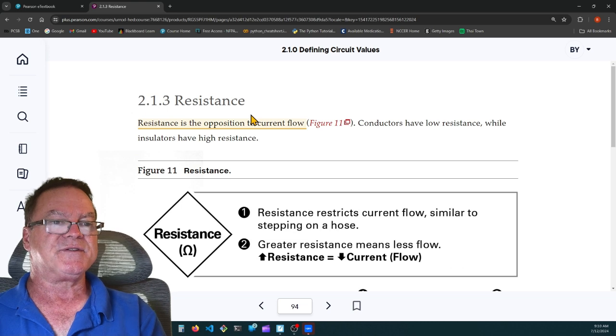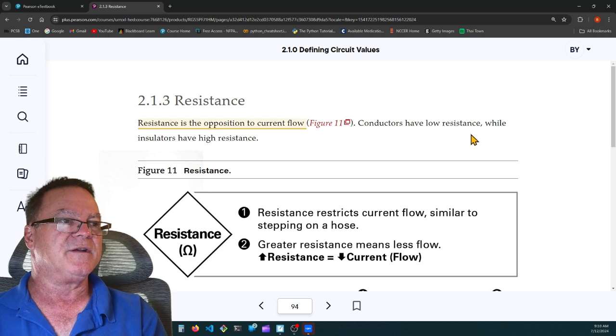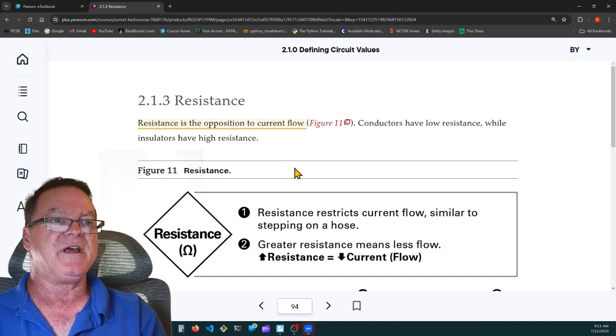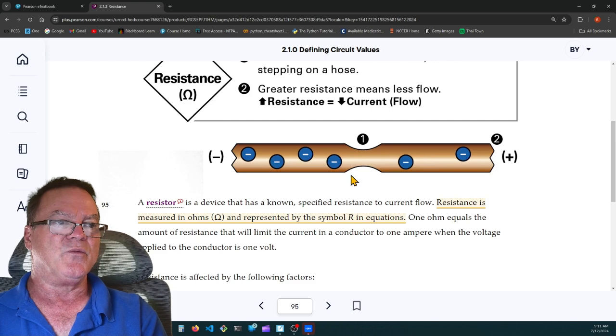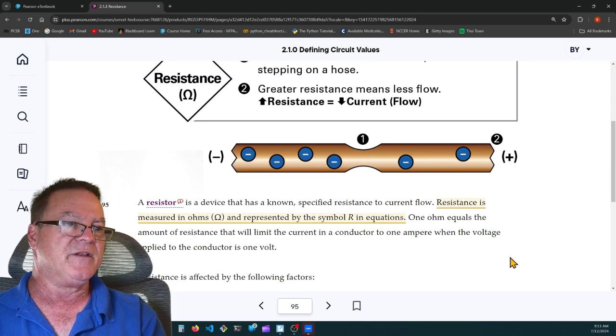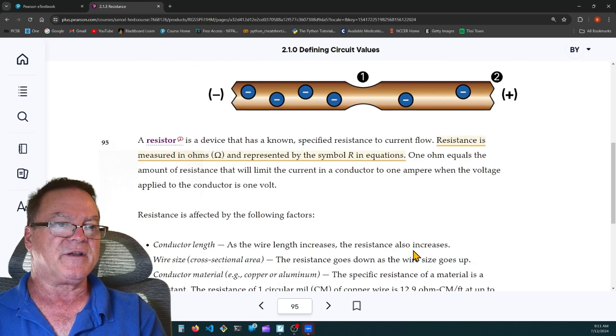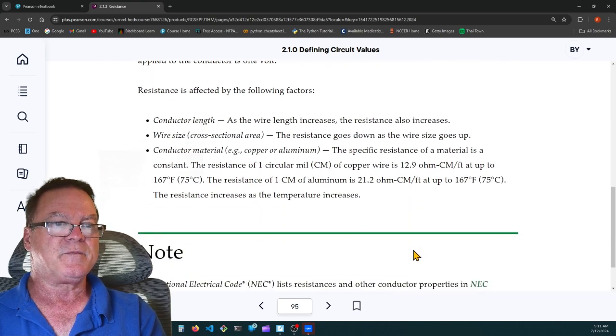Okay. 2.1.3 Resistance. Resistance is the opposition to current flow. That's a highlight. Conductors have low resistance while insulators have high resistance. A resistor is a device that has a known specified resistance to current flow. This is highlighted. It says resistance is measured in ohms and is represented by the symbol R in equations. 1 ohm equals the amount of resistance that will limit the current in a conductor to 1 ampere when the voltage applied to the conductor is 1 volt.